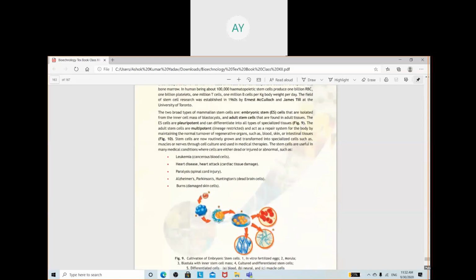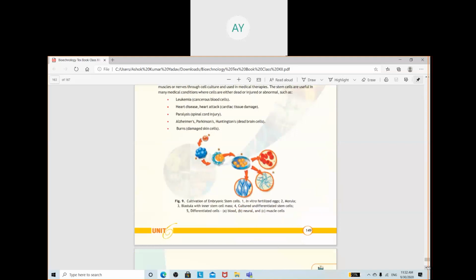Just see in this diagram. This is a zygote. I am discussing this fertilized zygote, then the morula stage. Just see, this is a morula after cleavage and division. Then the third one is the blastula with inner cell mass, and the fourth is the culture of undifferentiated stem cells. And then the fifth is the differentiated cells, that is the blood, neural, and muscle.